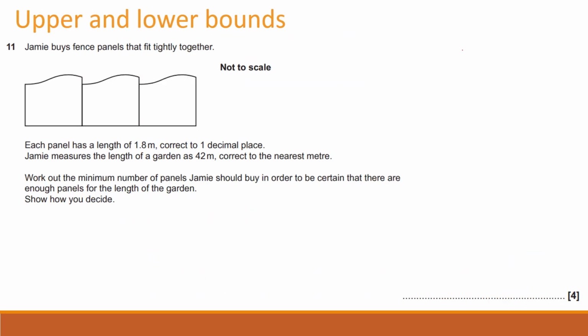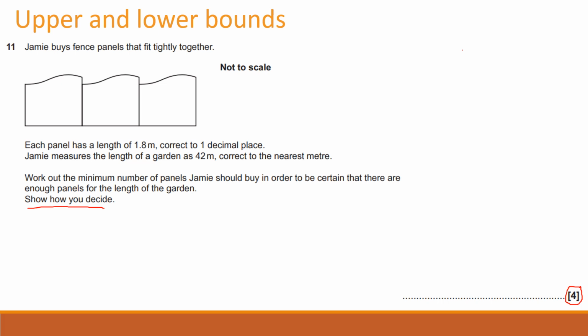Now question 11 is a question to do with the upper and lower bounds, and this question is worth 4 marks because in the bottom right hand corner it tells us the number 4 in the corner. And at the end of the question it says show how you decide, which means you must show your working in order to gain the full 4 marks for the question. Now this question is quite a wordy question, so make sure you read the question nice and carefully and you take out the key bits of information from the question.